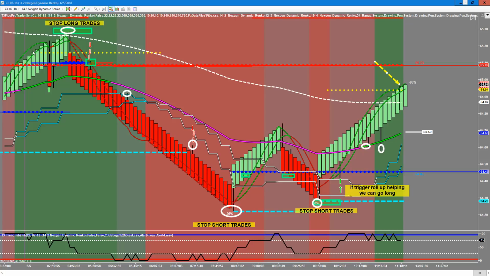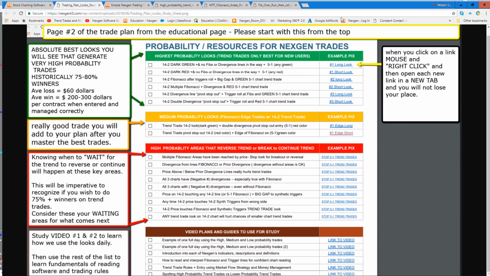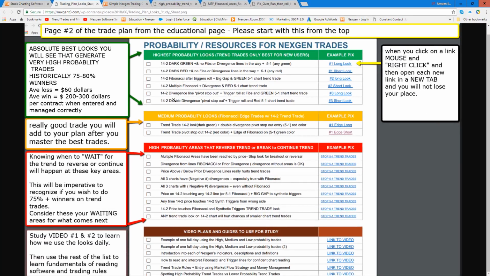So again, hopefully this little bit of instruction in our class from today has been very helpful for you. Only do high probability trend trades and wait for the triggers to really look like one of these setups. If you get to a stop area, force yourself to just wait, be patient. If the triggers roll over on the 14-2 chart, you can take a trade. If you break through the area, you can continue trading with the trend. I hope this is helpful, and I look forward to seeing everybody in class tomorrow.